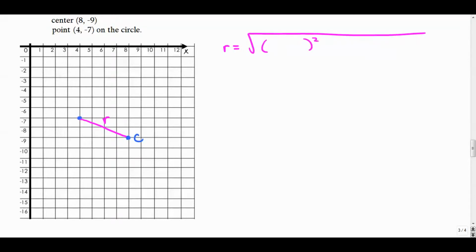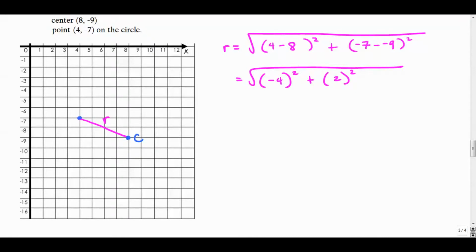So let's get our distance formula going. And I'll go really fast here since we did this in our first video in this section. So we're going to take the difference of the x's, 4 minus 8, and the difference of the y's, -7 minus -9, and we're going to simplify. That's (-4) squared, and that's (+2) squared. What we're doing here is finding the radius between the center and the point on the circle. So it's the square root of 16 plus 4, which is the square root of 20. The square root of 20 is your radius.